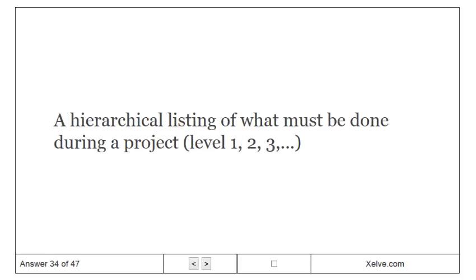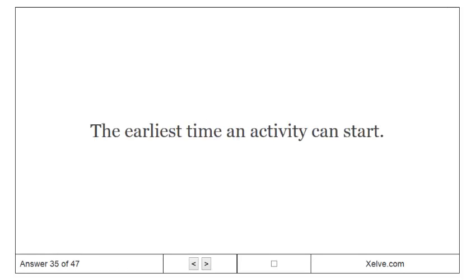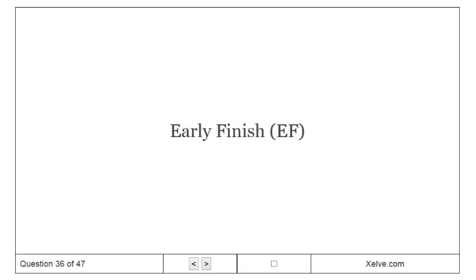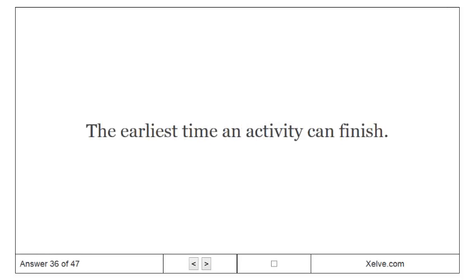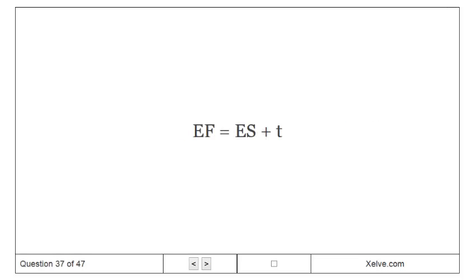Work breakdown structure. A hierarchical listing of what must be done during the project. Early start. The earliest time an activity can start. Early finish. The earliest time an activity can finish. EF equals ES plus T.